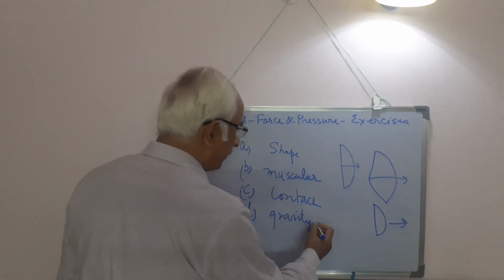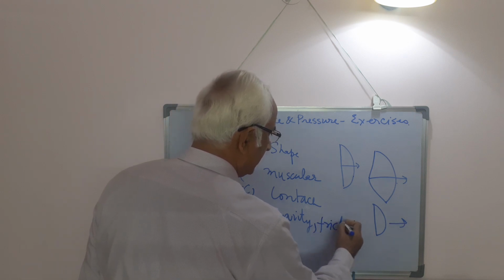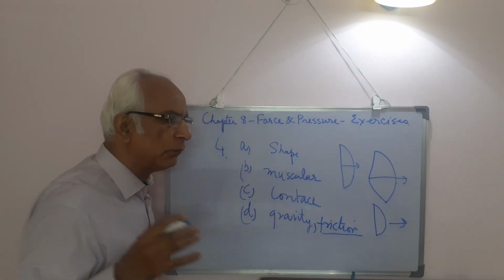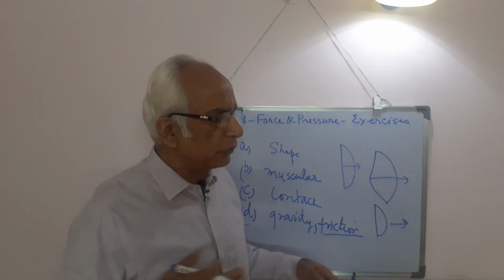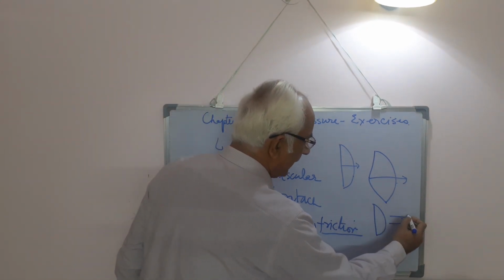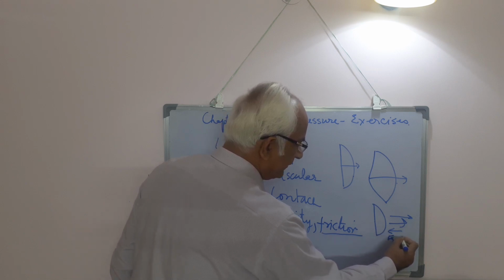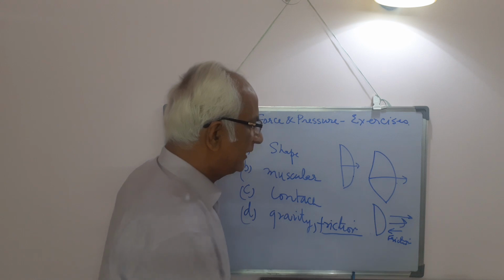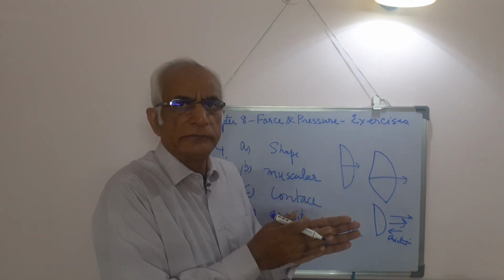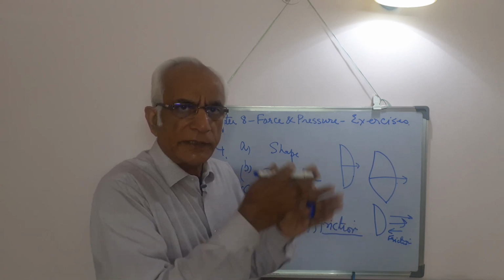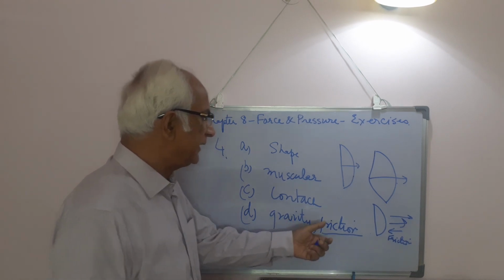And the other thing is friction. Why? It is moving through air, and air will resist the motion of the arrow. Friction is a force which acts in the opposite direction. The force is applied in this direction and friction is in this direction, the opposite direction. And this friction is because of the contact between the arrow and the air, the air that is present in the atmosphere. So for D, you have to write gravity and friction.